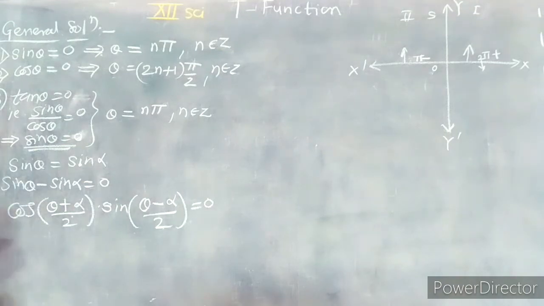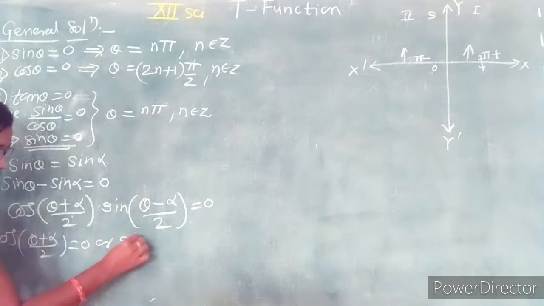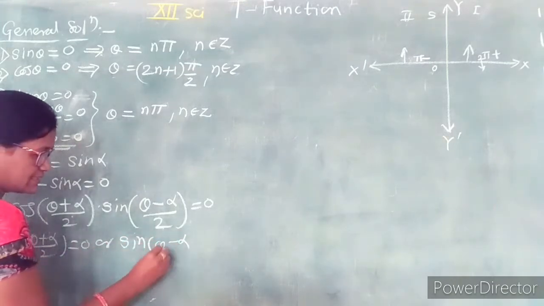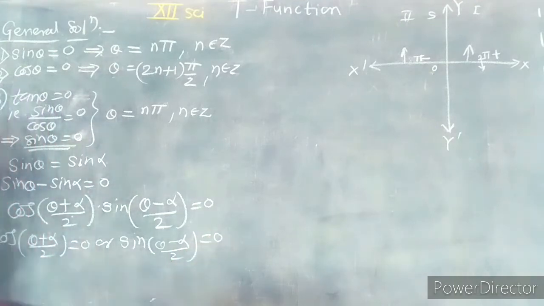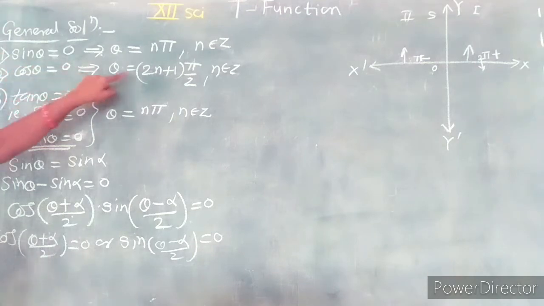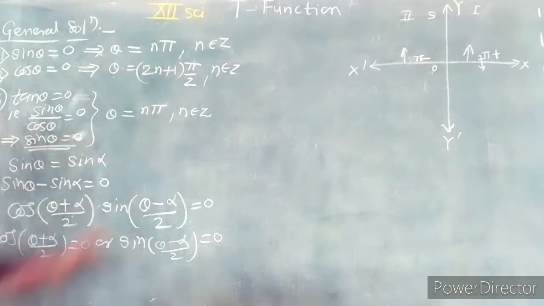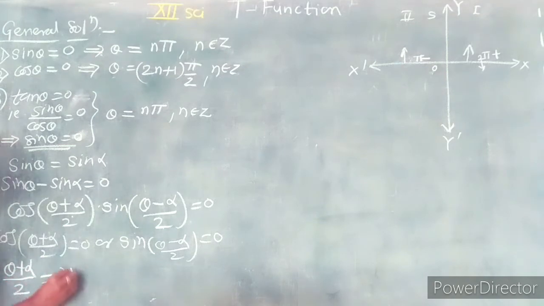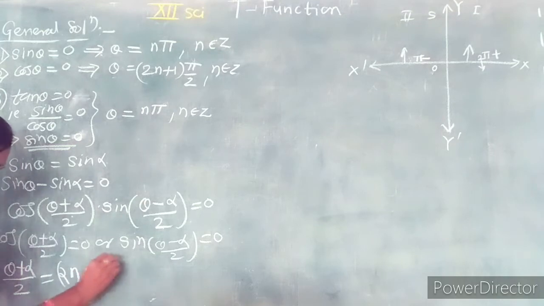Now here 2 is never 0, so the product is 0. What does that imply? Either cos (theta plus alpha) upon 2 is equal to 0, or the second value, (theta minus alpha) upon 2 equal to 0. So by using these equations, cosine theta equal to 0 gives the general solution as an odd multiple of pi by 2. So here (theta plus alpha) divided by 2 is nothing but an odd multiple of pi by 2.